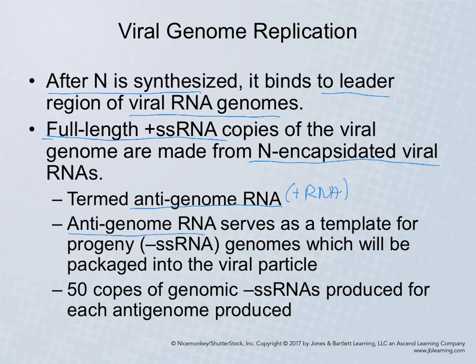And this antigenome then serves as a template for making more progeny, more minus sense RNA, and those minus sense RNAs can now be packaged into the virion. For each antigenome that we have, we make about 50 copies of the minus sense RNA. So we make a few of these antigenomes in order to produce enough copies of the genomic single-stranded minus sense RNA to be packaged together with the ribonucleoprotein complex.